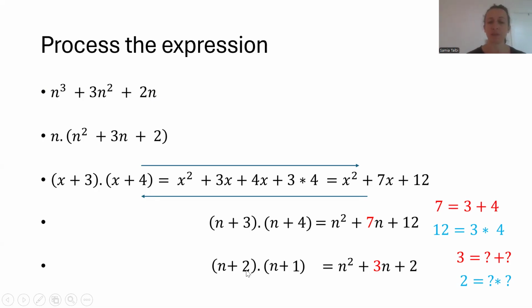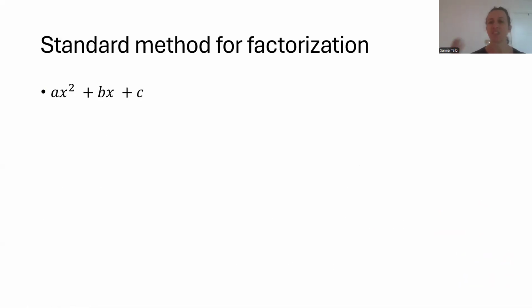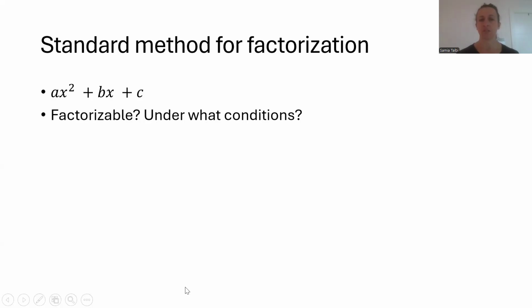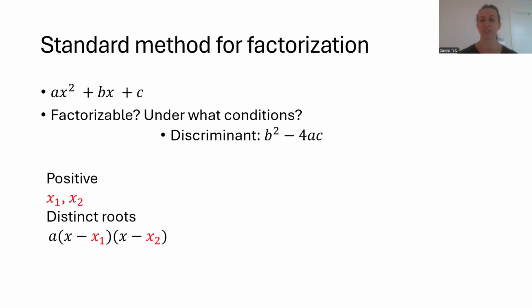Now, if we're not able to guess these two numbers, I just want to make sure we revise the standard method for factorizing a quadratic polynomial. And it's basically the coming one. It would be using the discriminant, right? Because this expression will be factorizable depending on the sign of the discriminant. Remember, we've gone through that in class, right? So if it's positive, then okay, you have two distinct roots, and the factorization is possible this way.